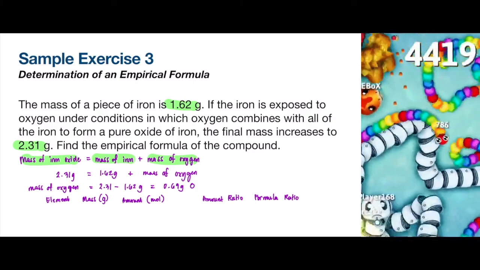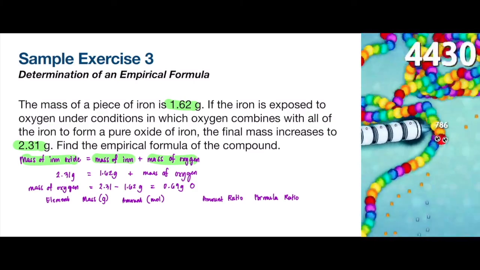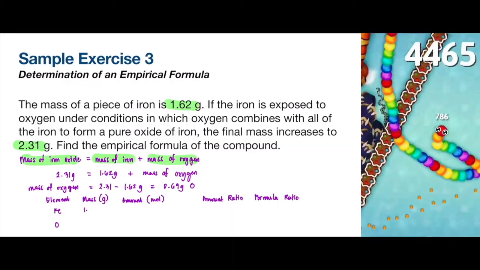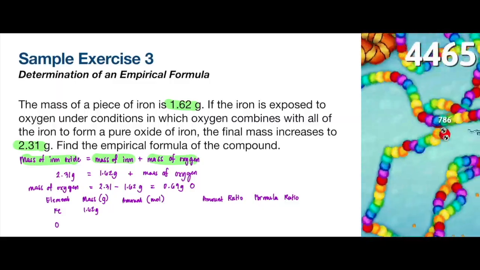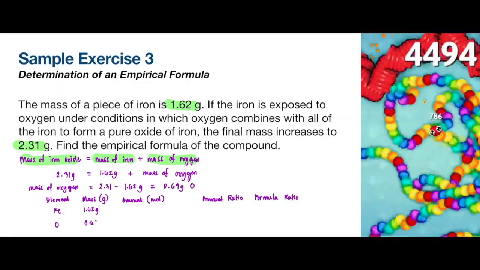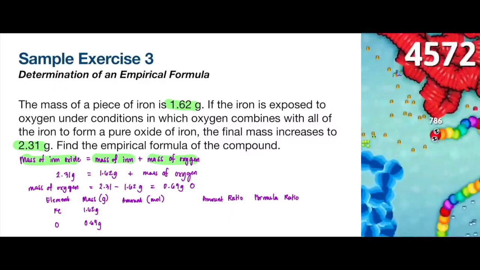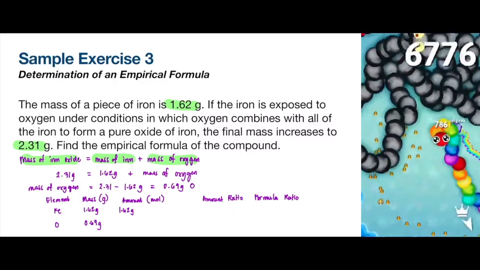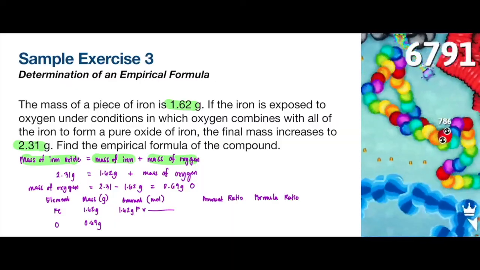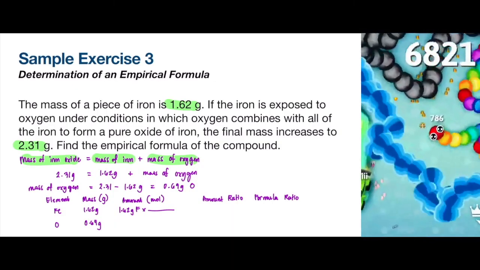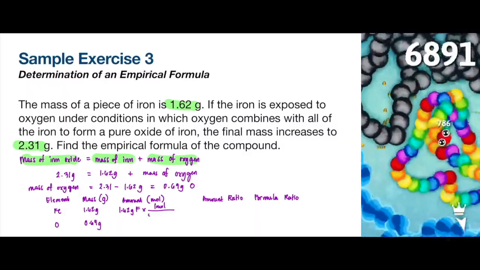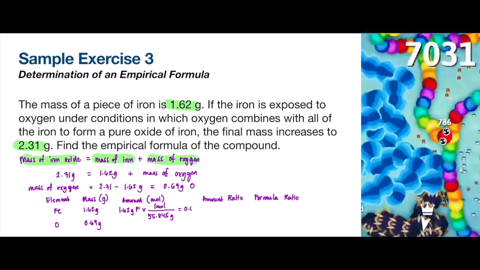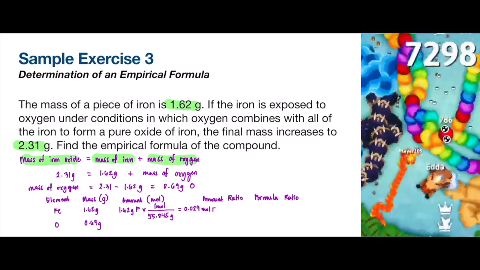Now let's solve for the empirical formula of the compound. As we know, the elements present in the compound are iron and oxygen. The mass of iron is 1.62 grams. On the other hand, the mass of oxygen is 0.69 grams. Now let's convert the grams of element to its moles. So 1.62 grams of iron multiplied by the conversion factor, which is the molar mass. And in 1 mole of iron, it weighs 55.845 grams, which is equal to 0.029 moles of iron.